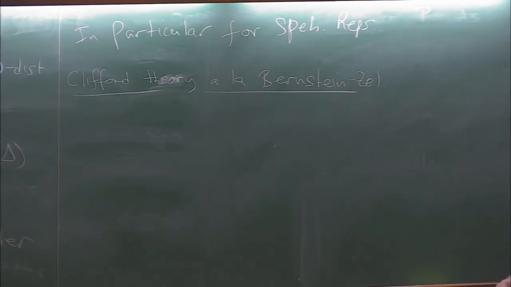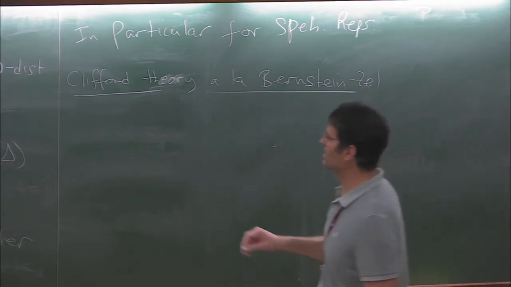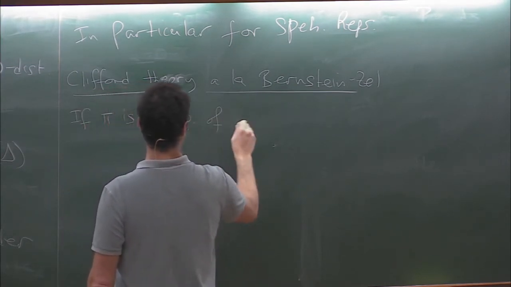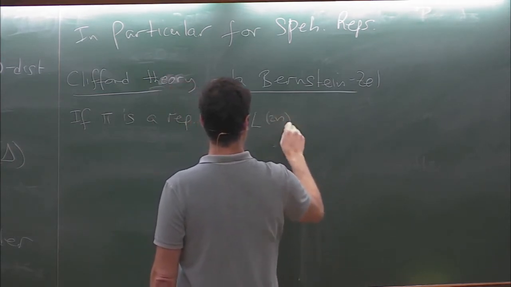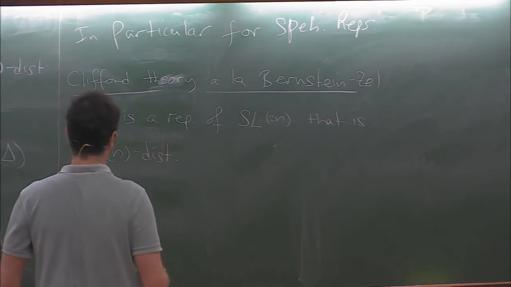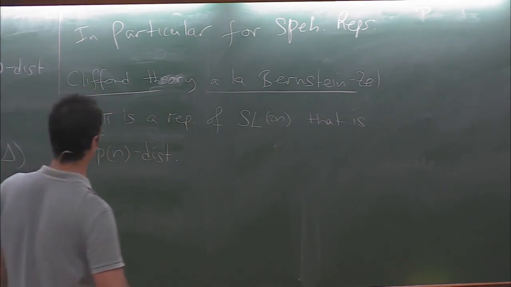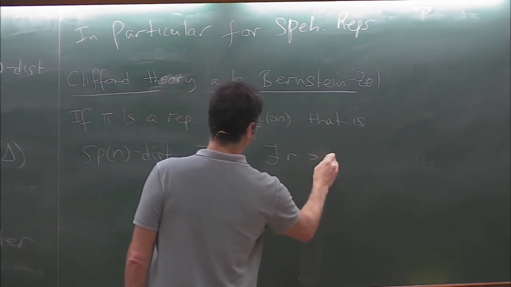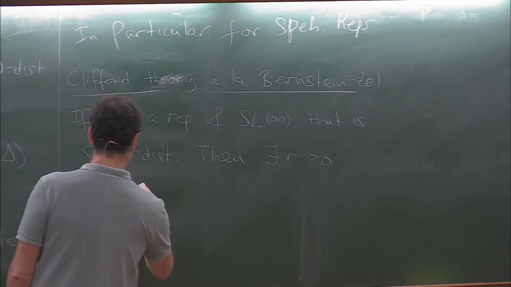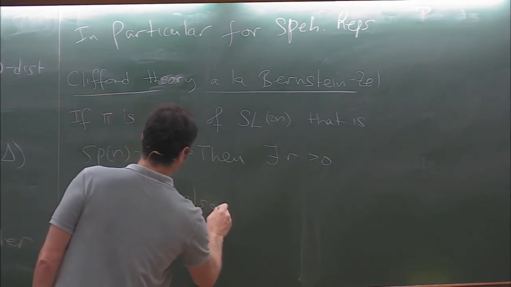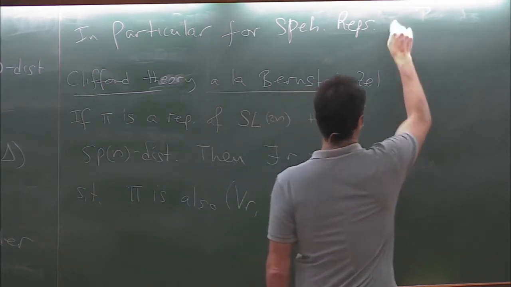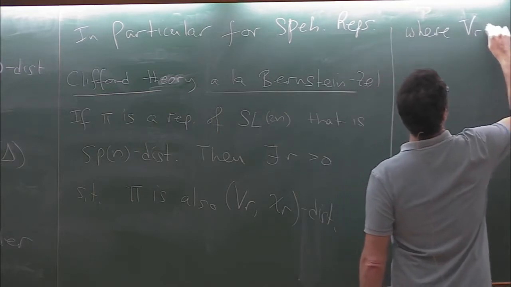So they put a nice general framework, and what the result it gives for our case is that if pi is a representation of SL2N that is SPN distinguished, then there exists some positive R such that pi is also, let me call it VR chi R distinguished, where VR is the following subgroup. Actually, they assume much less, so the result is much stronger, but that's the way I'm going to apply it.